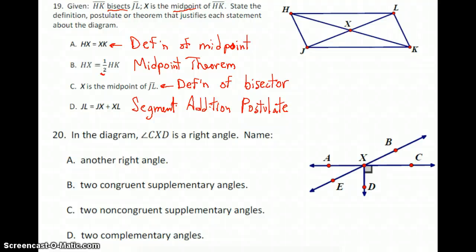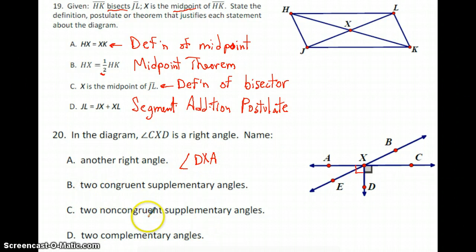Part 2. Okay, here we go. The diagram, CXD is a right angle as marked. Name another right angle. Well, if that's a right angle, then you know DX is perpendicular to AC, so I can also say the one on the other side over here is a right angle. Angle DXA.